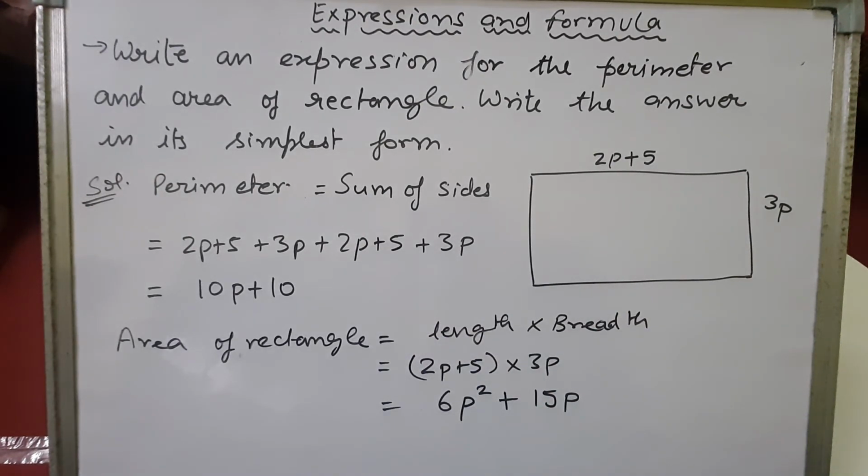Now if we have to calculate the area of the rectangle, what is the formula for finding the area of a rectangle? We know that it is length into width, or breadth. When we substitute the values of length and breadth, we will get 2p plus 5 into 3p. So we can multiply these values. When we multiply, the answer that we'll get will be 6p square plus 15p. So that will be the area of the given rectangle. Children, please note the solution.